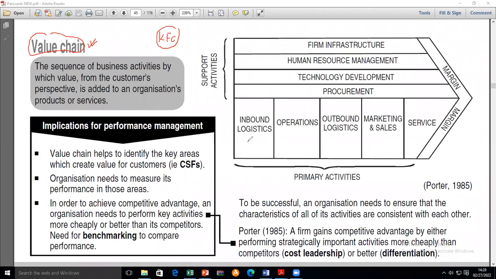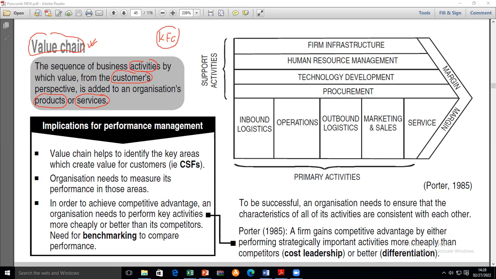Let's go through it. The sequence of business activities by which value, from the customer's perspective, is added to an organization's products or services. A collection of the value that has been created. So as customers, what do we pay for? We pay for value creation. Therefore, as an organization, we need to find out how value is created.